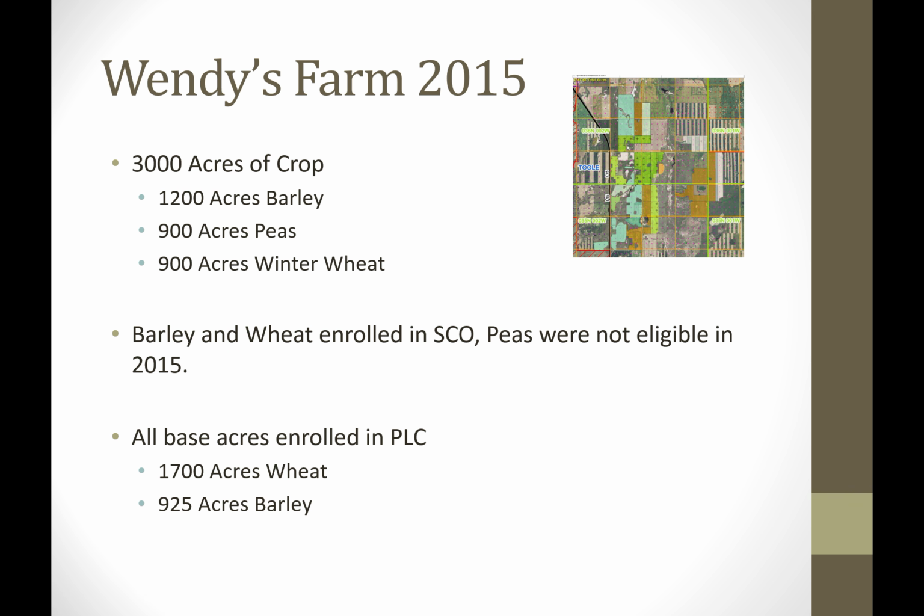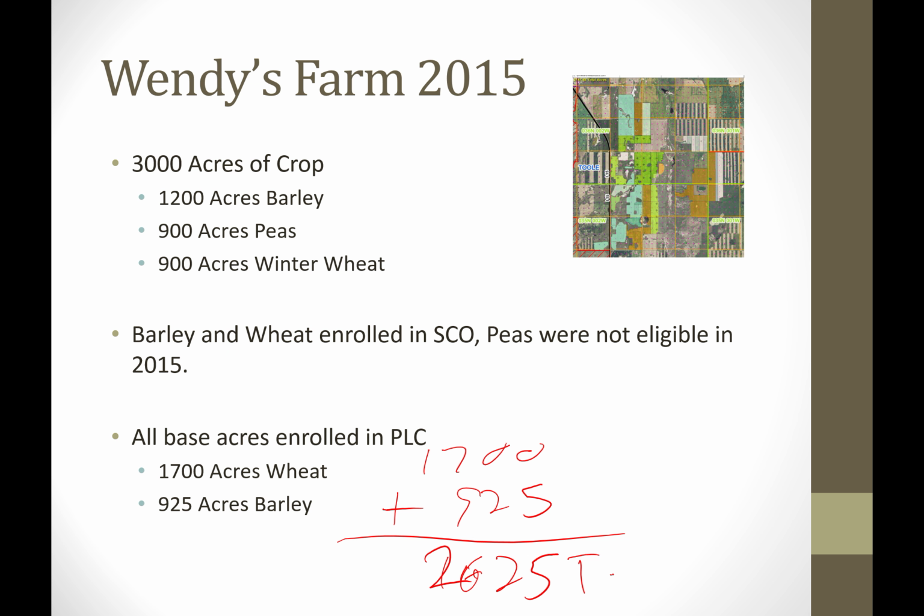For our farm, we have base acres of 1,700 acres of wheat and 925 of barley. So if we add those base acres together, 1,700 plus 925, we're looking at 2,625 base acres total. And remember, we only get paid on 85% of that, right? So if we take the 2,625 times 85%, we're only eligible for payments through the FSA on 2,231 acres, even though we have 3,000 acres of crop.